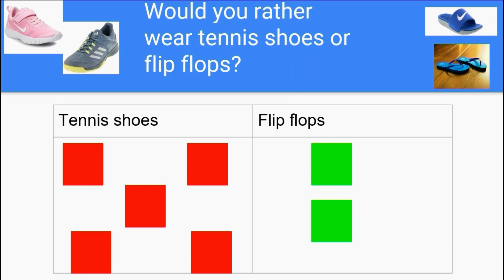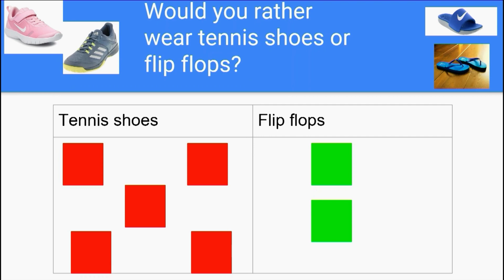Look at the data that I collected. I asked my family. There are 7 family members in my house. What do the cubes tell us? It tells us we like tennis shoes more than flip-flops. What do the numbers tell us about our family? 5 people like tennis shoes and 2 like flip-flops.